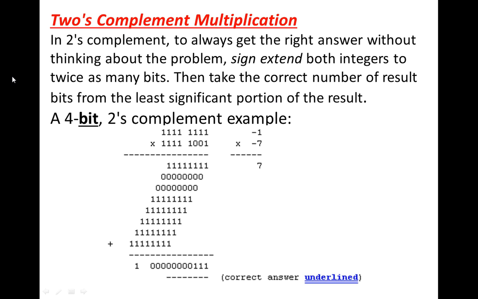This is how we can use 2's complement multiplication. This says in 2's complement, to always get the right answer without thinking about the problem, sign extend both integers to twice as many bits. Then take the required number of result bits from the least significant portion of the result. A 4-bit 2's complement example: this is 1111 1111 1111 1011. This is the value -1. This is -7.